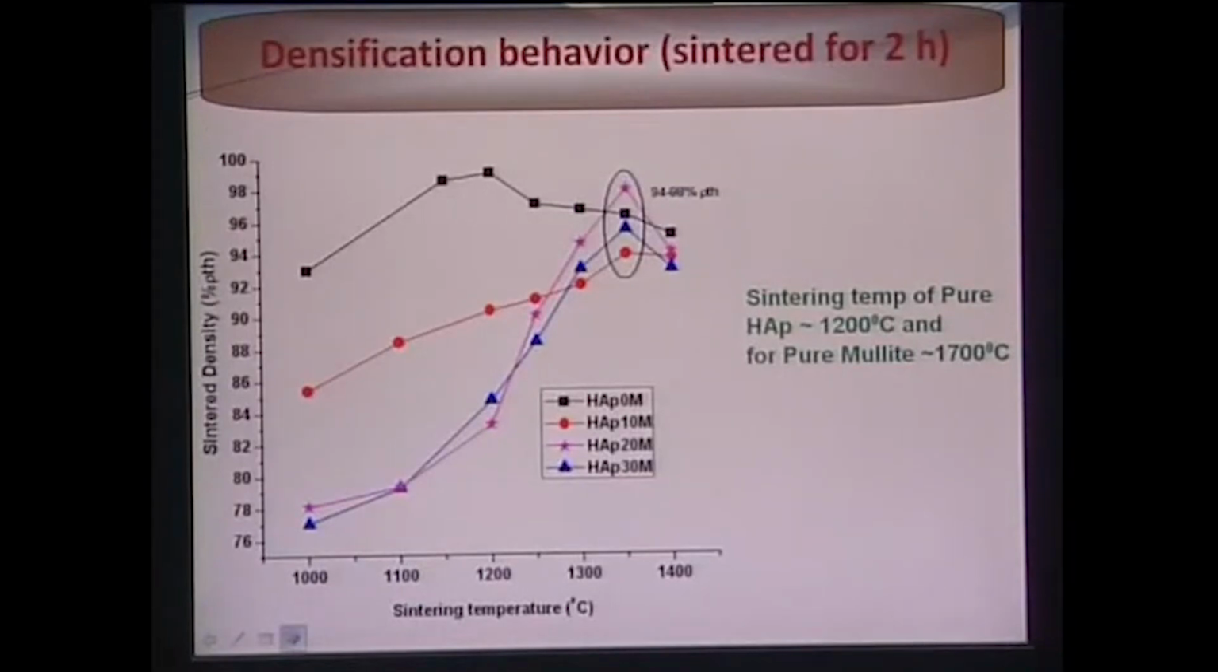Now, if you do normal pressureless sintering of hydroxyapatite with mullite, for example, just to improve the fracture toughness, I will show you how mullite content increases the fracture toughness. These sintering experiments were carried out for 2 hours in simple air at different temperatures, from 1000 to 1400 degrees Celsius. It was not known at what temperature you can obtain sufficiently high density in the hydroxyapatite-mullite, and that was the reason why the sintering temperature needed to be optimized.